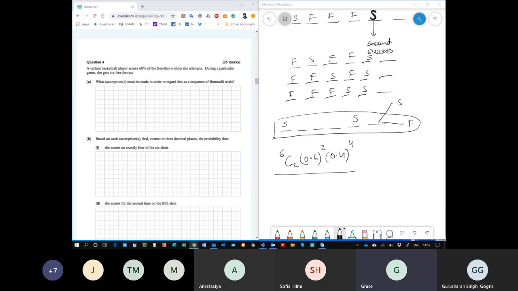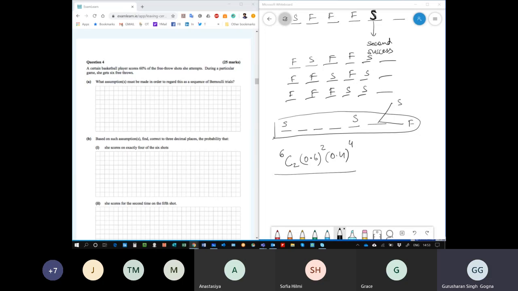Would the R be 3 then? R would be 3. Okay. So what is 3 indicating? 3 means 3 success. So you're saying the other possibility is 3 success.